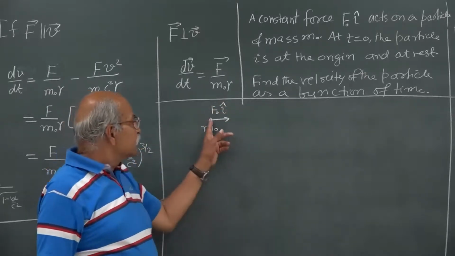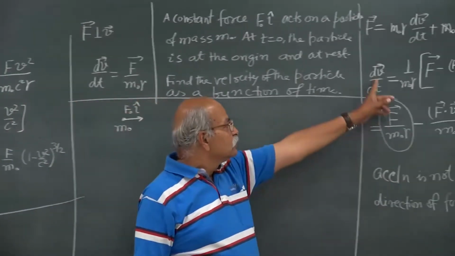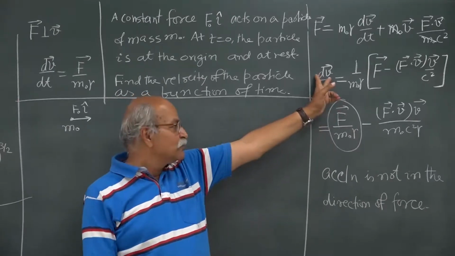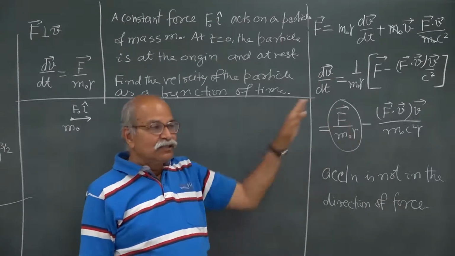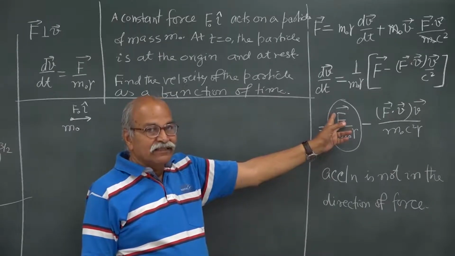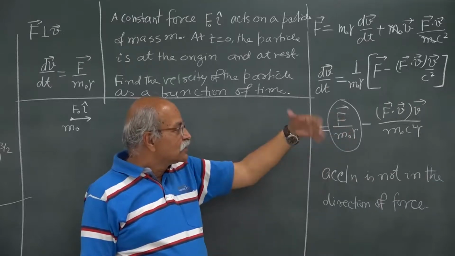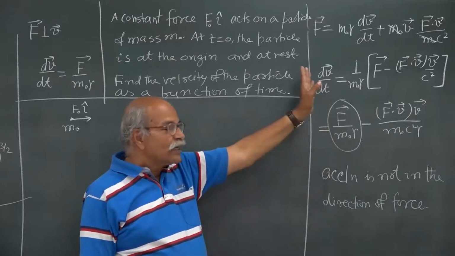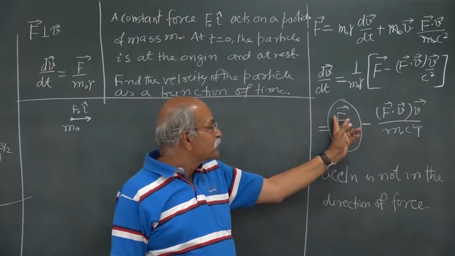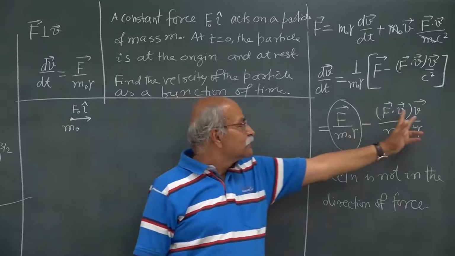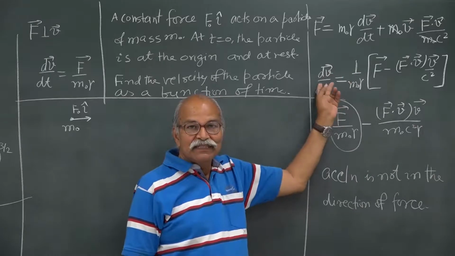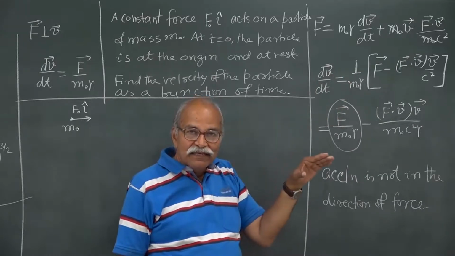Now, as I said, since it is at rest to begin with, your dv/dt is given by this. So, dv is in i cap direction because F is in i cap direction. The velocity which is produced is in the x direction, and after that there is no chance of getting any y component or z component, because the velocity is in the direction of force, and once again the same thing will happen, and therefore motion is only in the x direction.